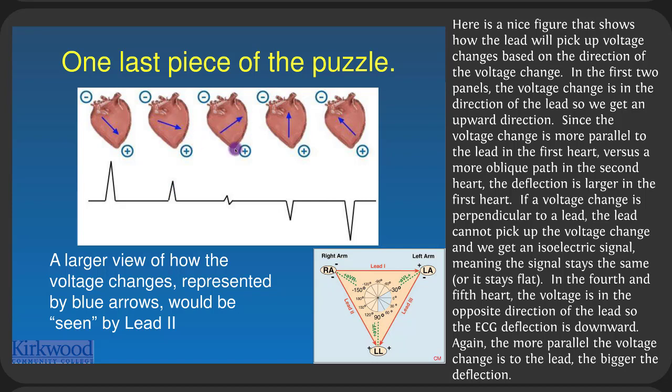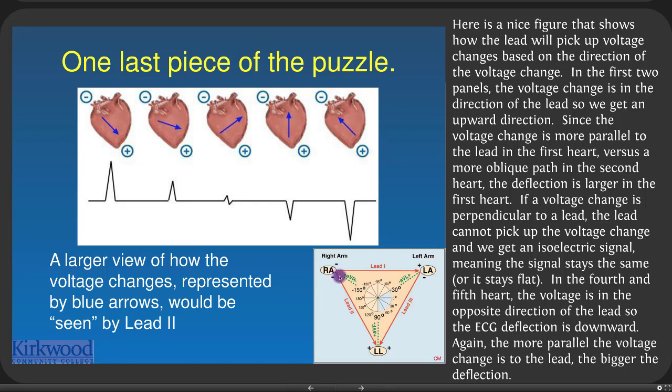If the voltage change is perpendicular to lead 2, the lead can't pick up the voltage change, and we get what's called an isoelectric lead, which means there's the same amount of voltage up and down, or the voltage essentially stays flat. In the fourth and fifth heart here, the voltage is in the opposite direction of the lead. So again, the lead goes from right arm to left leg. These voltage changes are going towards the right arm, so we get negative deflections. The same rule applies here: if the voltage change is very parallel to the lead, we get a bigger deflection than if it's not quite as parallel.